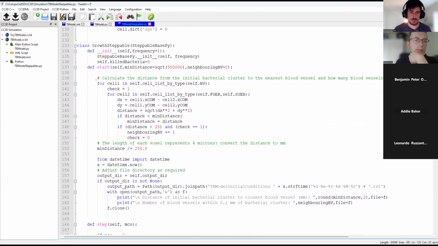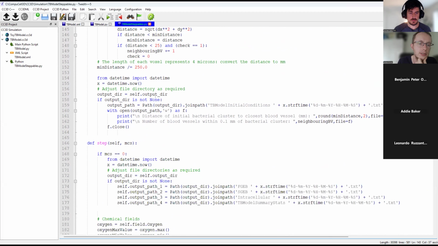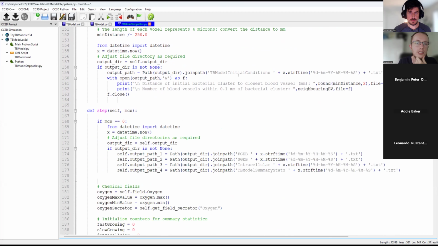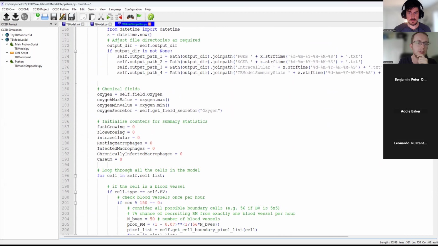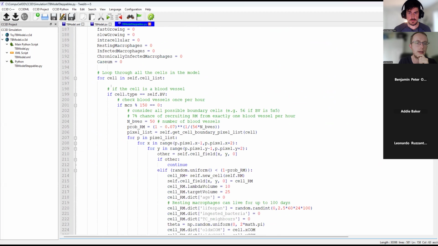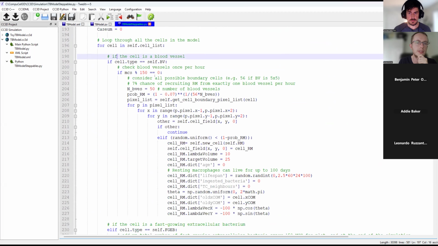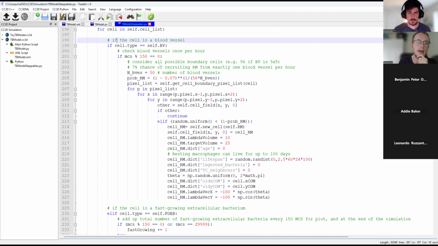So at the start, we just calculate the distance from the bacteria to the nearest blood vessel. That was mainly for checking to see if Ruth's conclusions from my paper held up, and then we just save some initial conditions into these text files. And then as we go through the steps, we look through all the different cell types. If it's a blood vessel, then we can consider recruiting a new resting macrophage every 150 steps, so that'd be every hour.